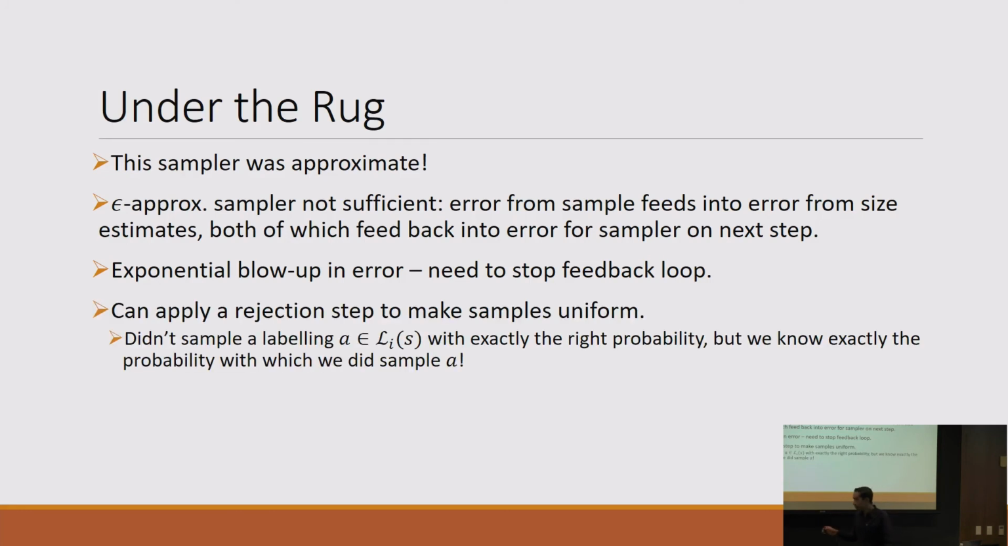I won't formally say what it is, but I'll just say that there's a relatively straightforward rejection step that you can apply. And I won't say formally what it is, but the punchline is, so I sampled some element A from my set.